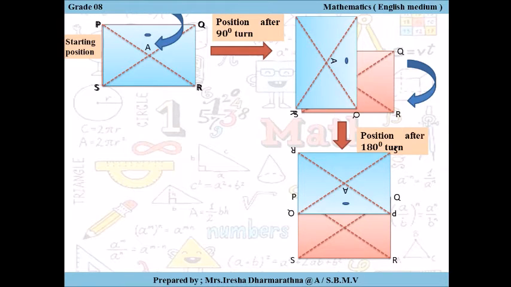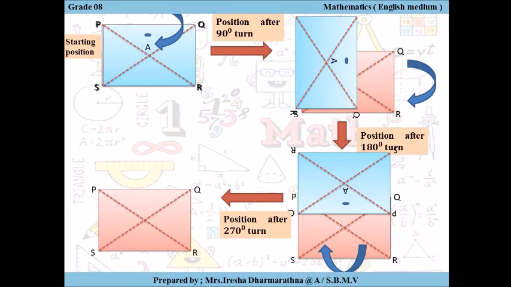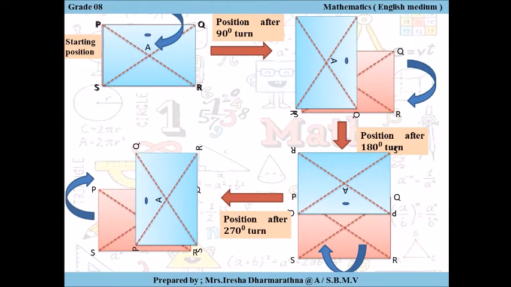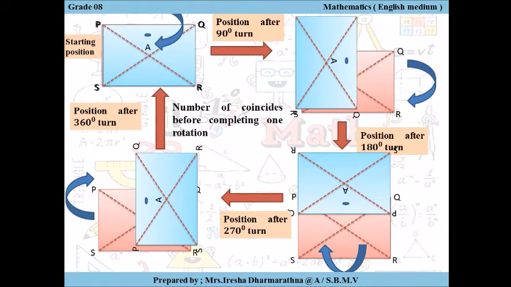Now again rotate by 90 degrees in clockwise. Now you can see position after 270 degrees. After that, again rotate it by 90 degrees in clockwise. That means position after 360 degree turn. That gives the same position like starting position. Now here there are no coincides. That means number of coincides before completing one rotation is 0.